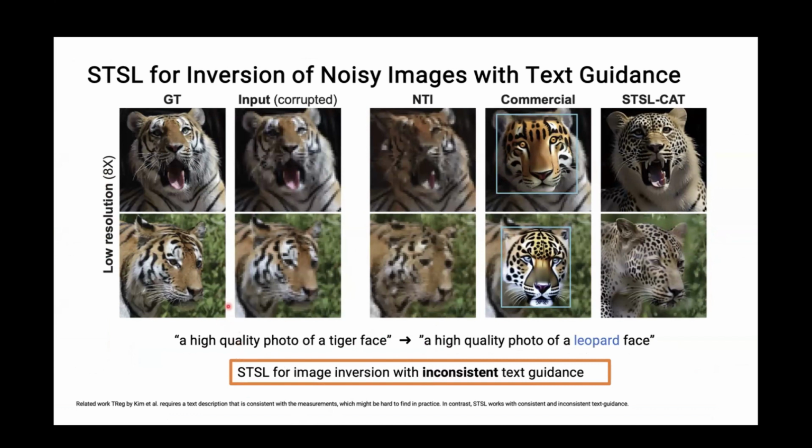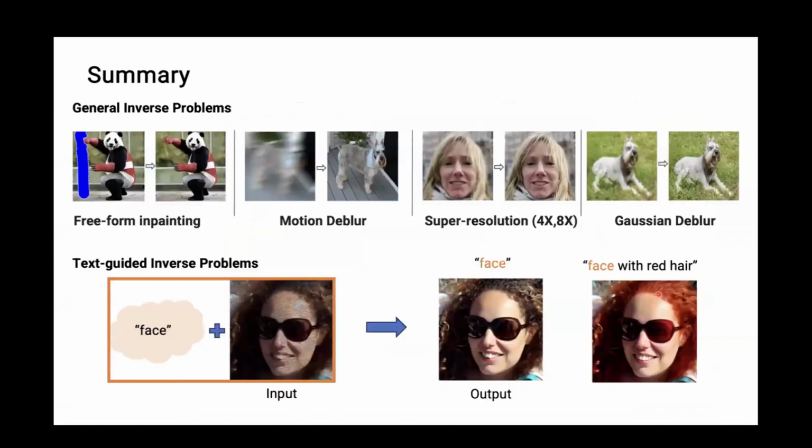Or it even works with inconsistent text. So you give this image input and say a high quality photo of a tiger, I want to convert it to a high quality picture of a leopard. So this is not a high quality image of a tiger. It's actually a low quality image of a tiger. So it's inconsistent text, but STSL can deal with that and gives you clean images of leopards. So this is where we are at.